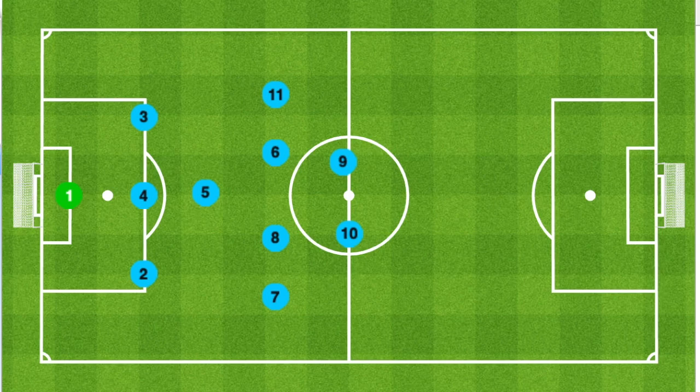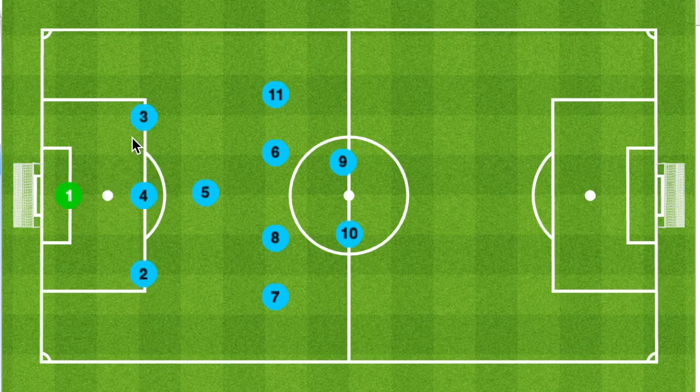My name is Laureano. Today we're going to talk about the 3-1-4-2 formation and the strengths and weaknesses of this formation. So let's begin by looking at the formation and how the teams are set up when we look at this formation. So to begin, we can see that we have 3 defenders.